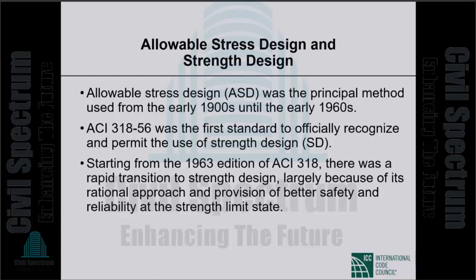Anyway, so ASD was the principal method until early 60s. ACI 318-56, this is quite some time ago, was the first standard to officially recognize and permit the use of strength design. Okay, so 56. Starting from the 63 edition, there was a rapid transition to strength design, largely because of its rational approach and provision of better safety and reliability at the strength limit state.